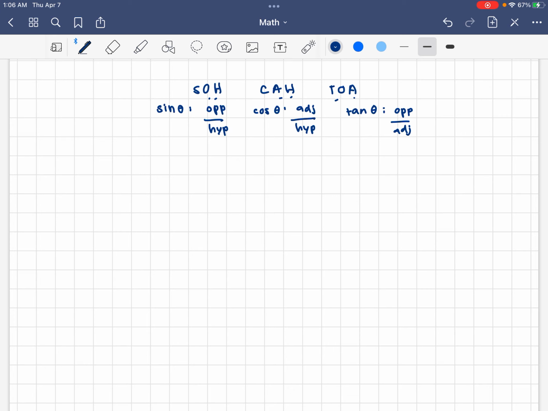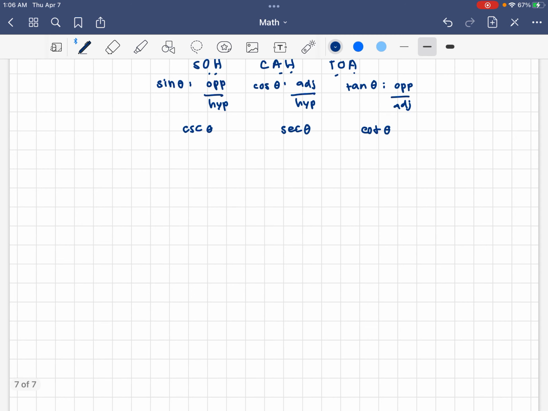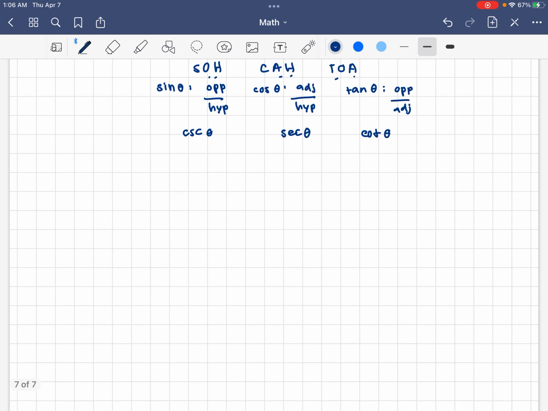And then the reciprocals of these: for sine it's cosecant, the reciprocal of cosine theta is secant, and the reciprocal of tan is cotangent. So to find those, you would just switch them. And for these three, sine, cosine, tangent, and the reciprocals, the only angles that we know the actual value of are 0, 30, 45, 60, and 90 degrees.